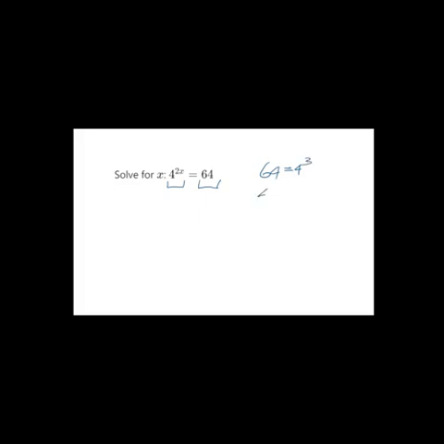So prove it in here. 4 times 4 times 4, that's 64. So therefore 4 to the power of 2x equals 4 to the power of 3. So therefore 2x equals 3. And now we want to divide both sides by 2. And our answer is 3 over 2.